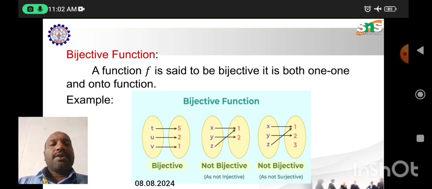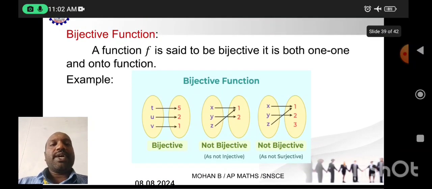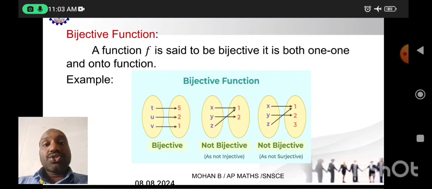For example, for the bijective function, an example is given where T, U, V are assigned to the values 5 to 1. But in the second arrow diagram, x goes to 1 and z also goes to 1. So here the domain is not equal to the range, the codomain, because the image is 3 and the pre-image is 2. So this is not a bijective function, even though in the last one they are given x to 1, z to 1 and x to 2.